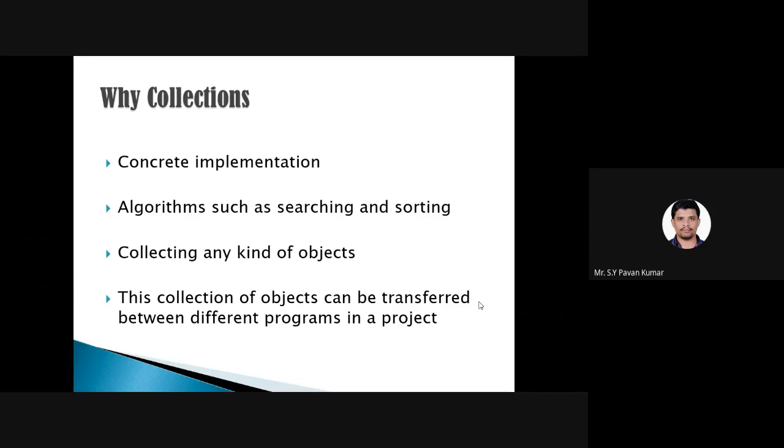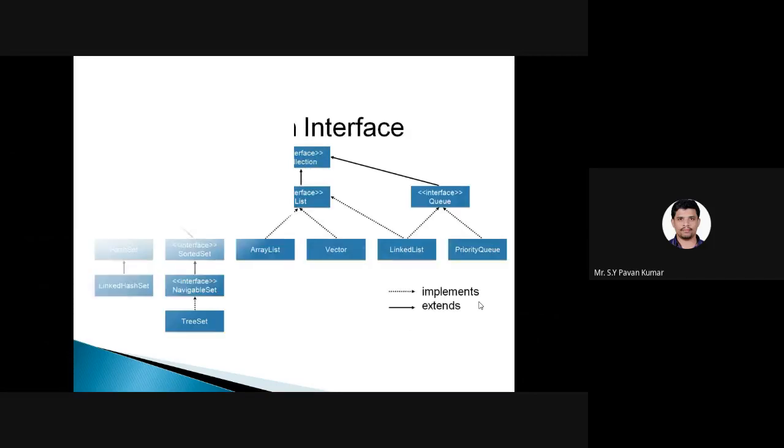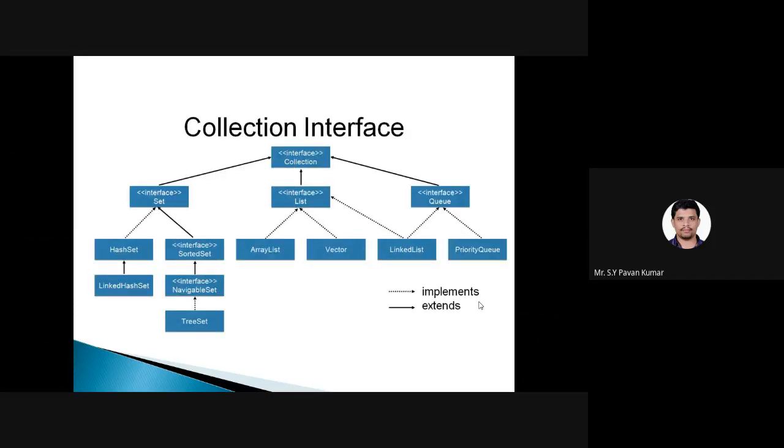Okay. So this is the complete collection interface. Actually, collection is an interface. From this, we can have child interfaces: Set, List, and Queue. Here, collection is the main parent, the ultimate parent interface from which the properties can be derived.